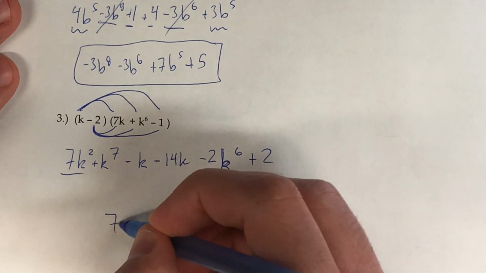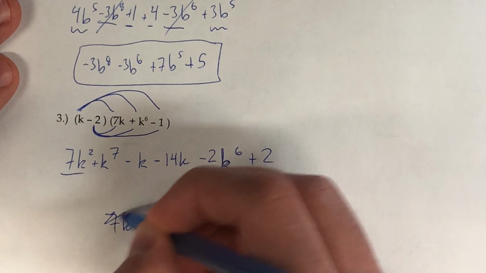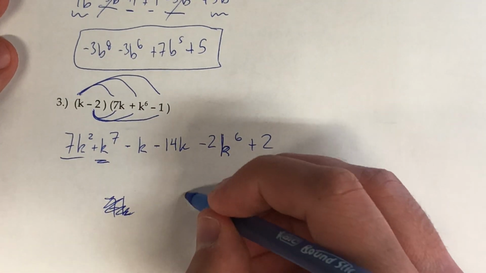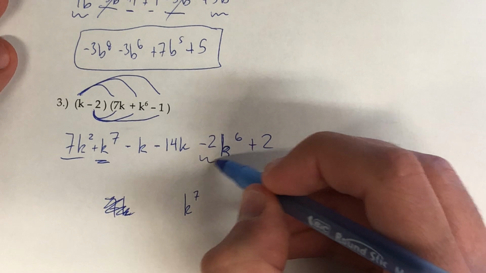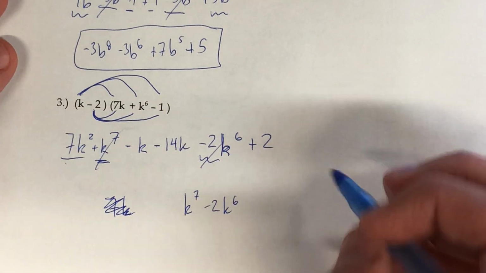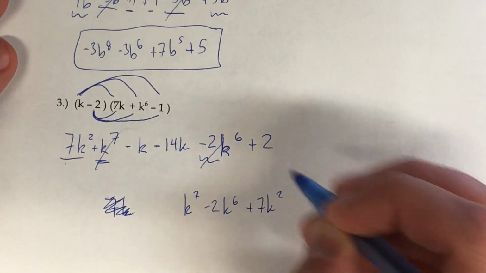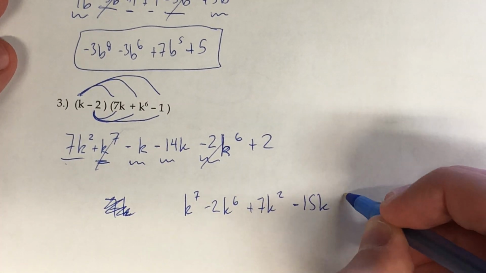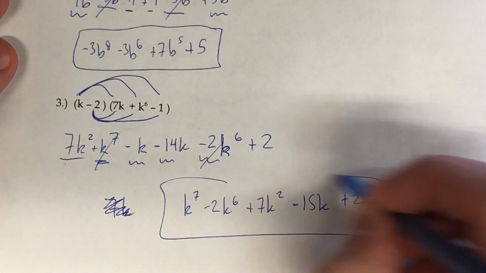Combine those like terms. We want to do k to the 7th first. So we have k to the 7th minus 2k to the 6th, so those are covered. We have then 7k squared. Then we have negative k minus 14k is negative 15k, plus 2 on the end. And there we go.